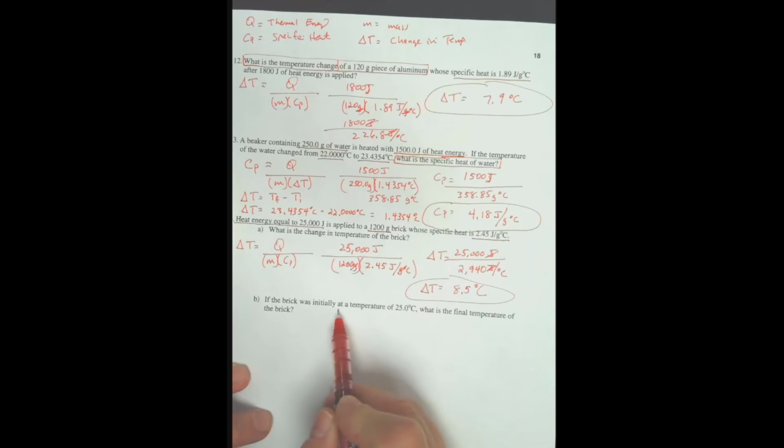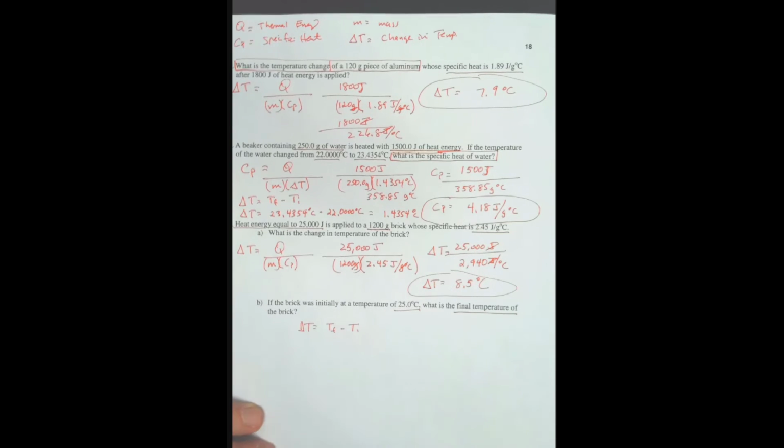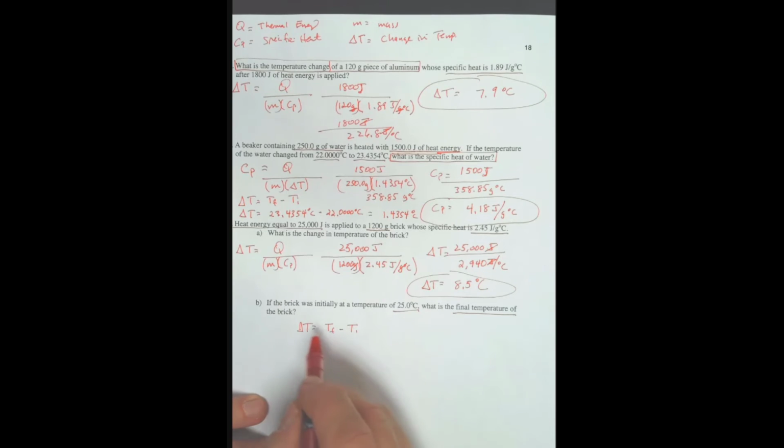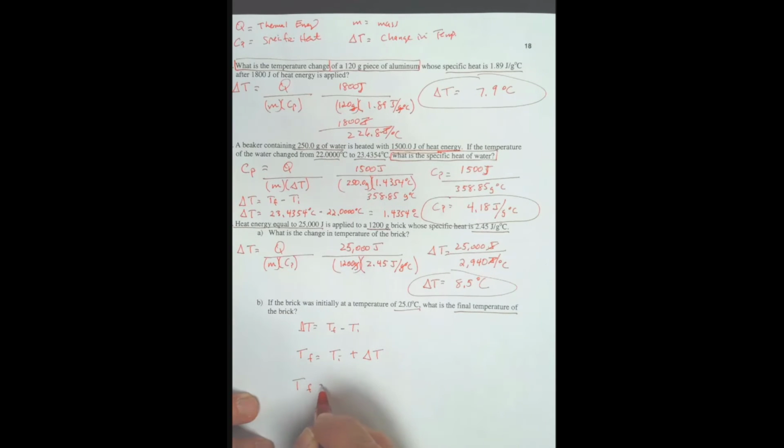So now, it says if the brick was originally or initially at a temperature of 25 degrees Celsius, what is the final temperature of the brick? All right, so if we have our formula, change in T equals TF minus TI, then what this also tells me, if I'm trying to find the final temperature, and if I do the algebra, is that TF equals my TI plus my change in temperature.